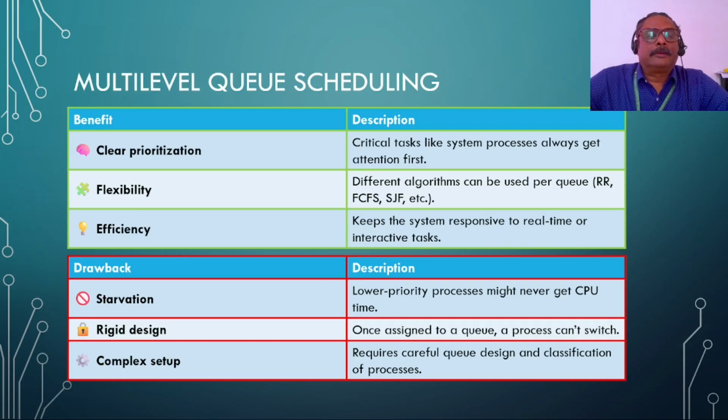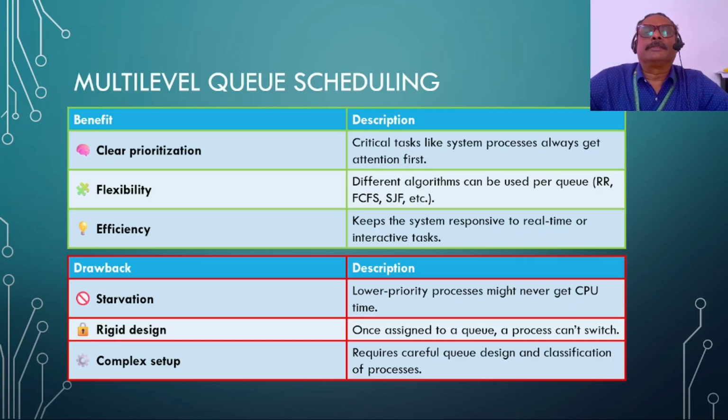And there is a problem with the rigid design, that once a process is assigned to a queue, the process cannot be switched from one queue to another queue. So at the time of allotment, when any new process comes in, we have to decide exactly to which queue it should belong, and it should be assigned to the appropriate queue. And if something goes wrong in allotting the queue, then it is not possible to change it in future.